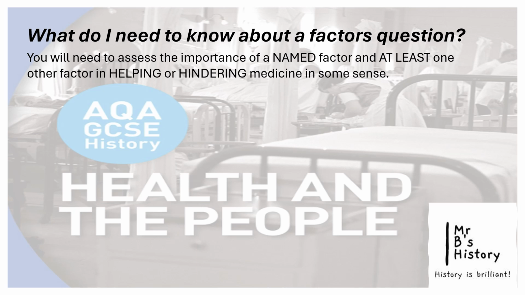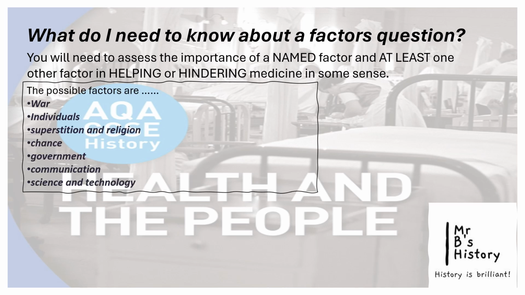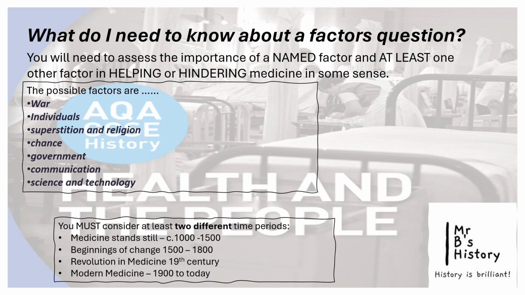You will need to assess the importance of a named factor and at least one other in a way it helped or hindered medicine in some sense. And when I say some sense, it might be disease, it might be medicine, it might be surgery. You'll need to read the question, people. And you will have to know about up to 7 factors. Now, I hear you cry, which ones do I have to revise? Well, I'll come back to that when we look at the 8th and last video, but essentially you have to look a bit at all of them.